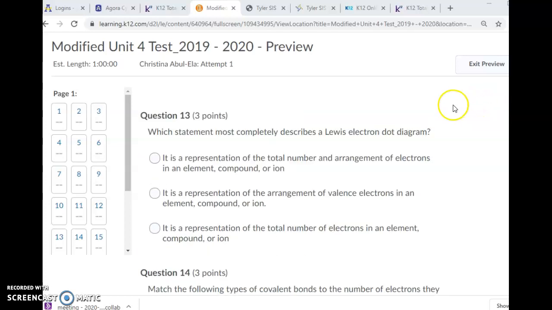Question 13. Which statement most completely describes a Lewis electron dot diagram? It is a representation of the total number and arrangement of electrons in an element, compound, or ion. It is a representation of the arrangement of valence electrons in an element, compound, or ion. It is a representation of the total number of electrons in an element, compound, or ion.